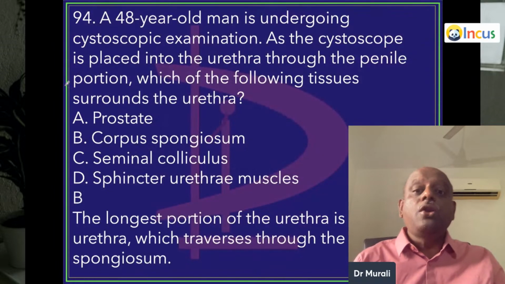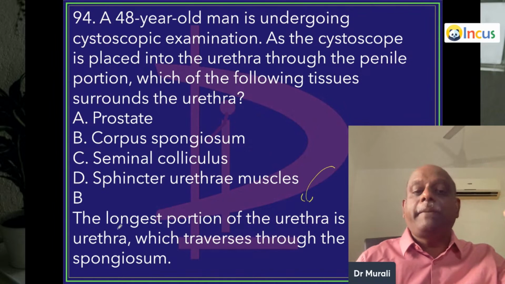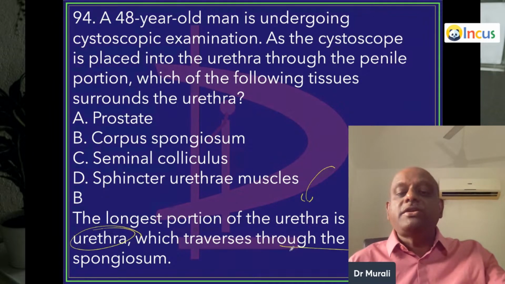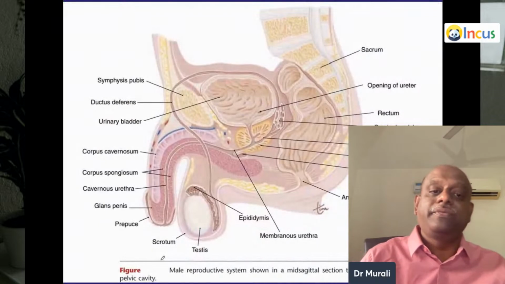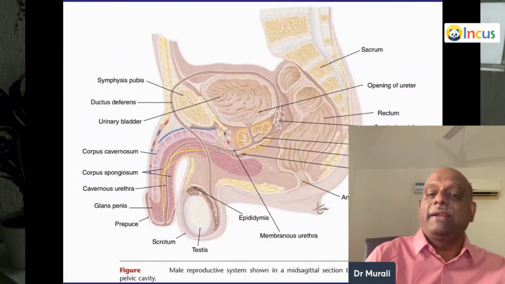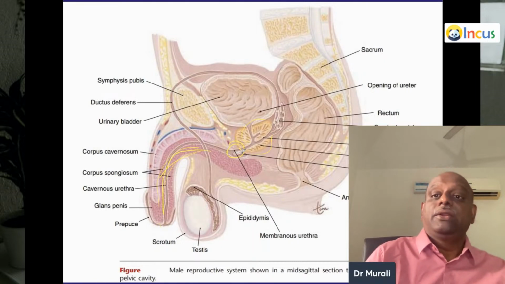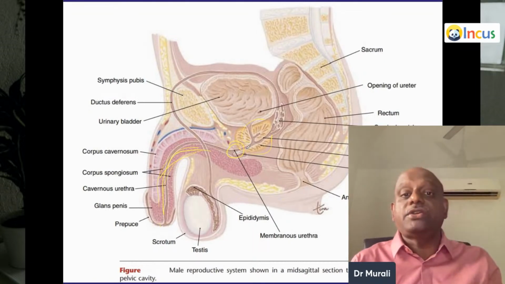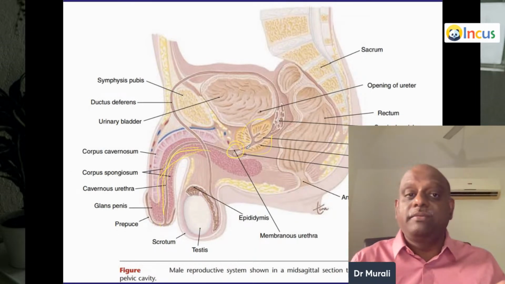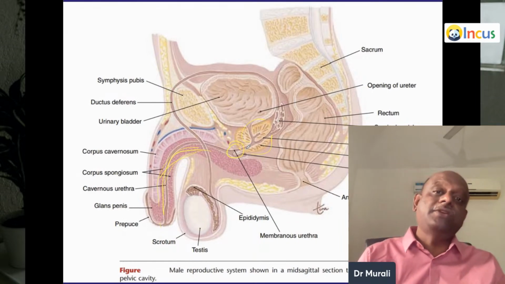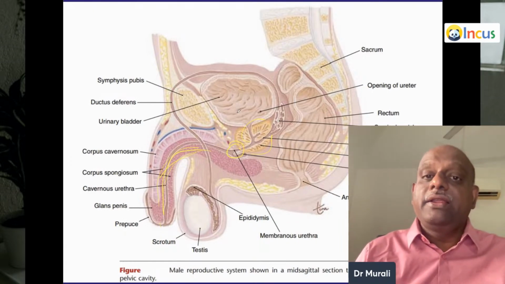So the longest part of the urethra is the penile urethra, and it traverses through the corpus spongiosum. Penile urethra is the longest part. Here you have the membranous urethra. Then you are having the prostate gland. So you need to be very sure on all these structures of the male reproductive system, urethra, how that passes. And you can see the bladder drains.